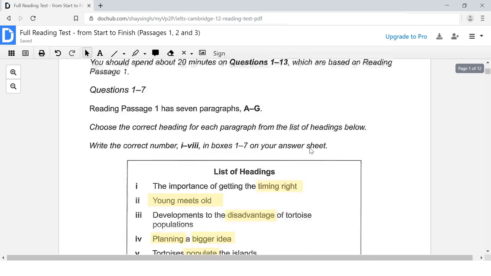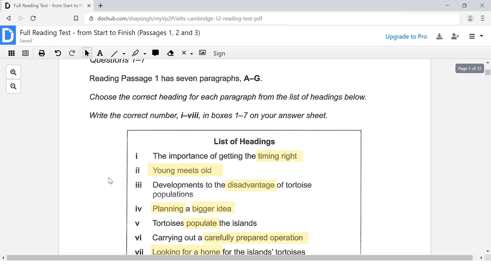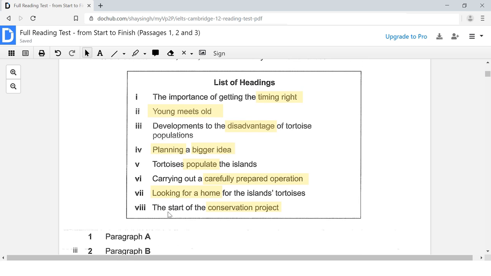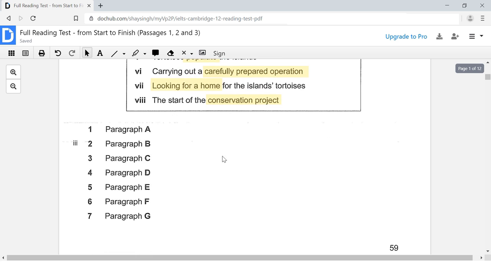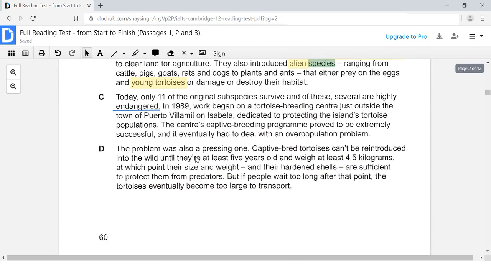I remember seeing something about conservation here. Down here, it says the start of the conservation project. Okay, to conserve means to save, to protect, to take care of. So it's talking about how this project started. That was for paragraph C. So that is the correct answer for paragraph C. Let us move on.